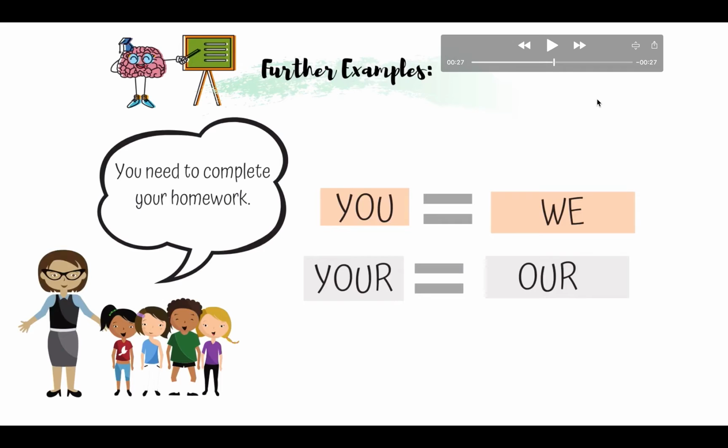All right, here's another one. Again, just very quickly, to show you clearly: "you" becomes "we" and "your" becomes "our". So if you're the teacher and you're talking in direct speech, you use these. But if you're talking as a child, as a collective plural group, you need to say "we" and "our".